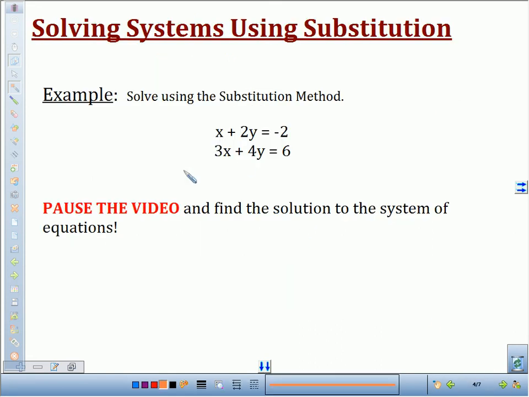Here's the system. x plus 2y equals negative 2, and 3x plus 4y equals 6. Pause the video. Use those steps to find the solution to the system of equations. When you're done, unpause the video and we can see how you did.